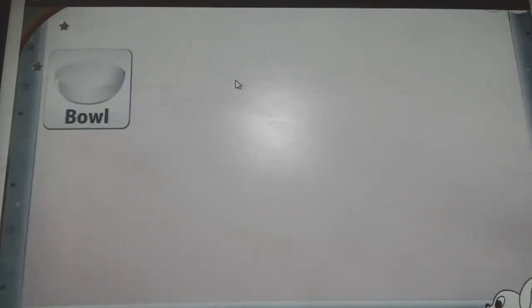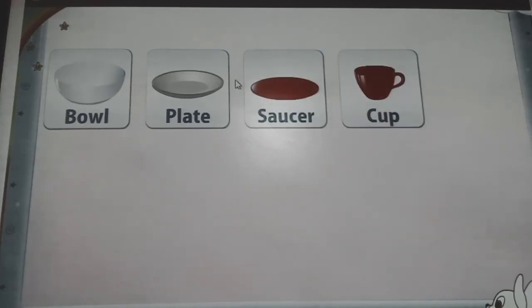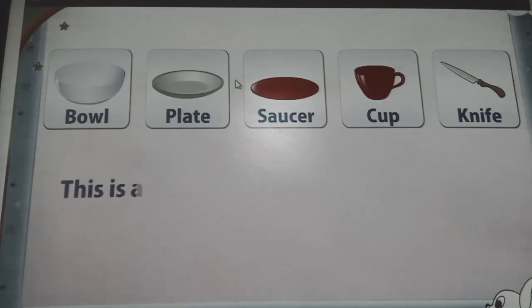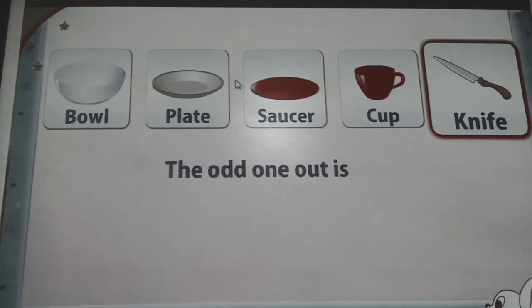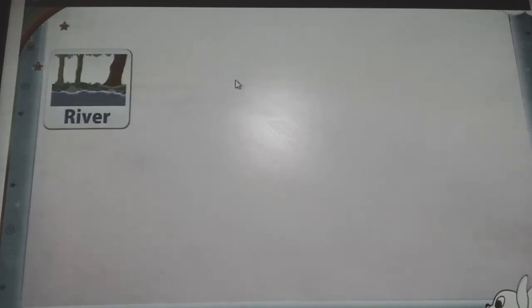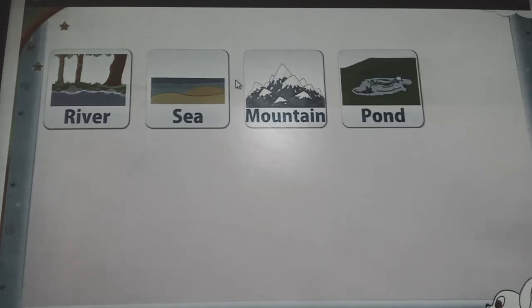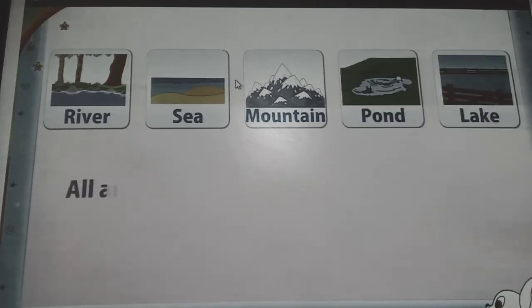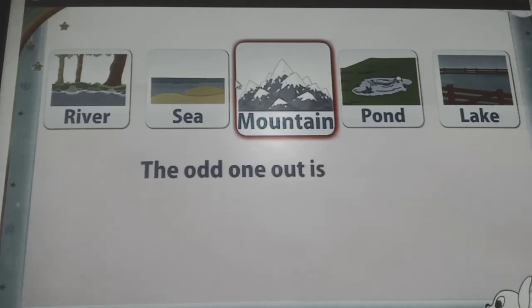Bowl, plate, saucer, cup, knife. This is a group of crockery except for knife. The odd one out is knife. River, sea, mountain, pond, lake. All are water bodies, but not a mountain. The odd one out is mountain.